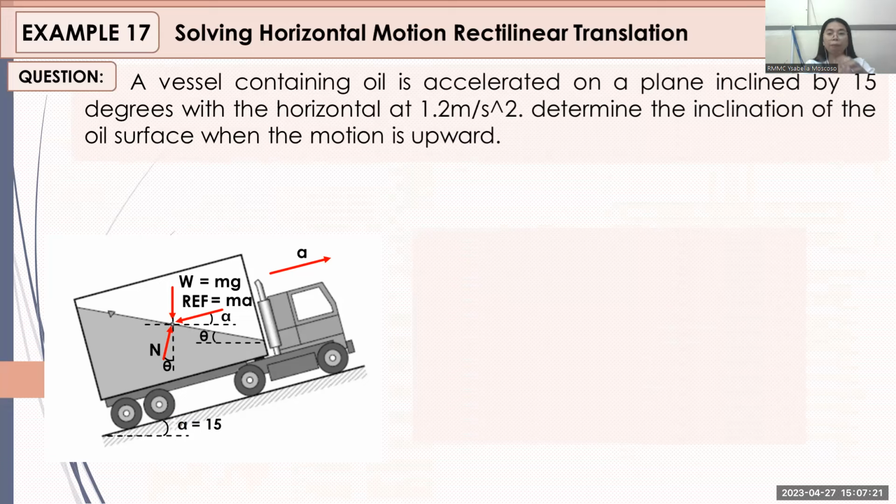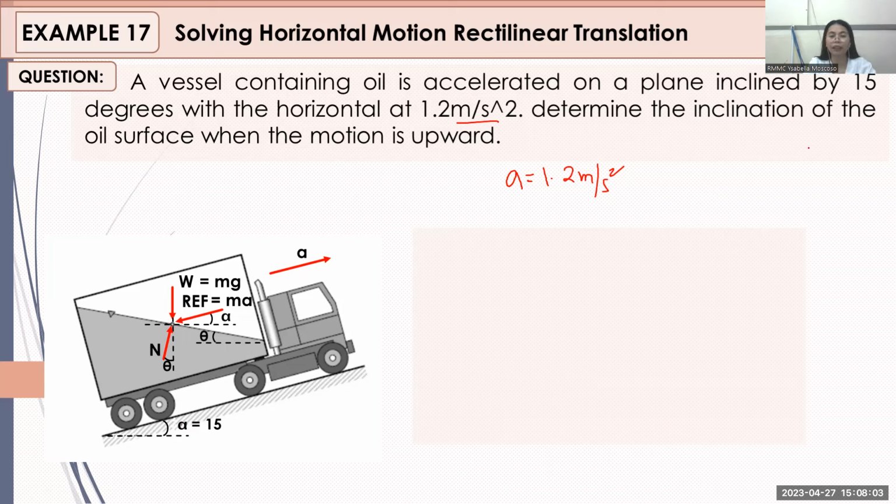Okay? So, this is the problem. Okay? So, a vessel containing an oil is accelerated on a plane incline by 15 degrees with the horizontal at 1.2 meters per second squared. Determine the inclination of the oil surface when the motion is upward. Ibig sabihin, pataas daw yung vessel natin sa inclined plane ninyo. Kunin muna natin ano yung given, no? So, for the given, no, you have an acceleration given that is 1.2 meters per second squared. Paano ko nalaman na acceleration yan? Tingnan nyo naman yung unit, meters per second squared.